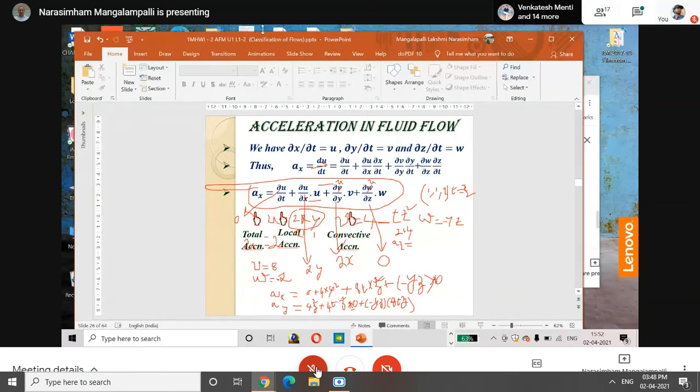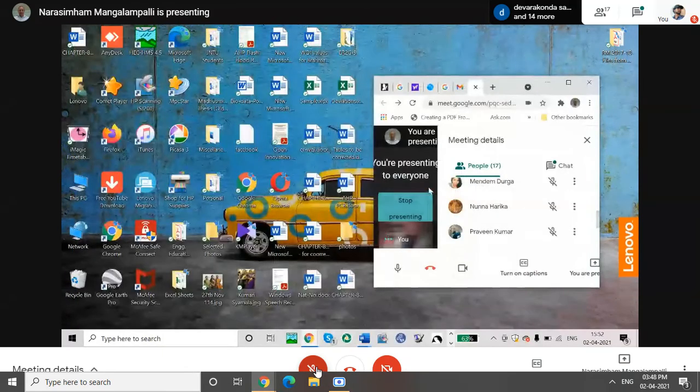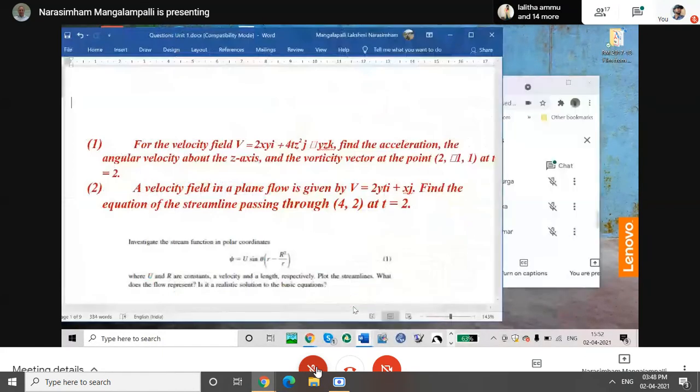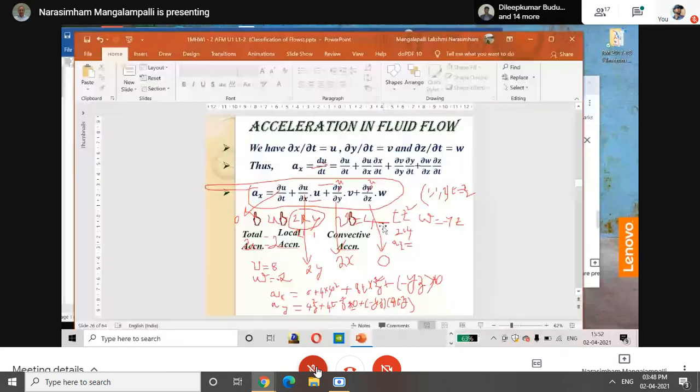Now what else are you asked to find? You are also asked to find the angular velocity about the z axis. Okay. So the angular velocity about the z axis, how do you get it?